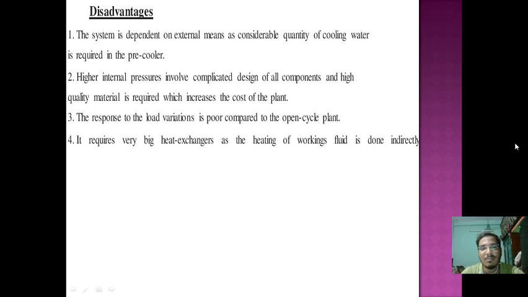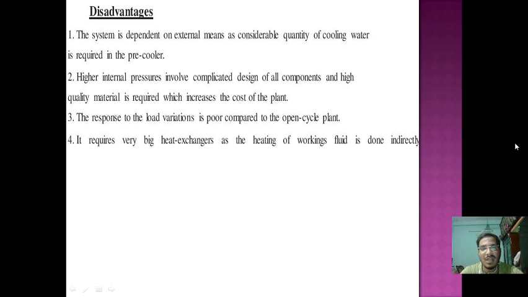Higher internal pressure is involved, the design of all components is complicated, and high quality material is required, which increases the cost of the plant. As per this plant cycle, we require high pressure, and complicated components, with quality and quantity requirements. These things make the cost of the plant high, and the response to load variation is poor. The response of the components to load variation is poor compared to the open cycle.